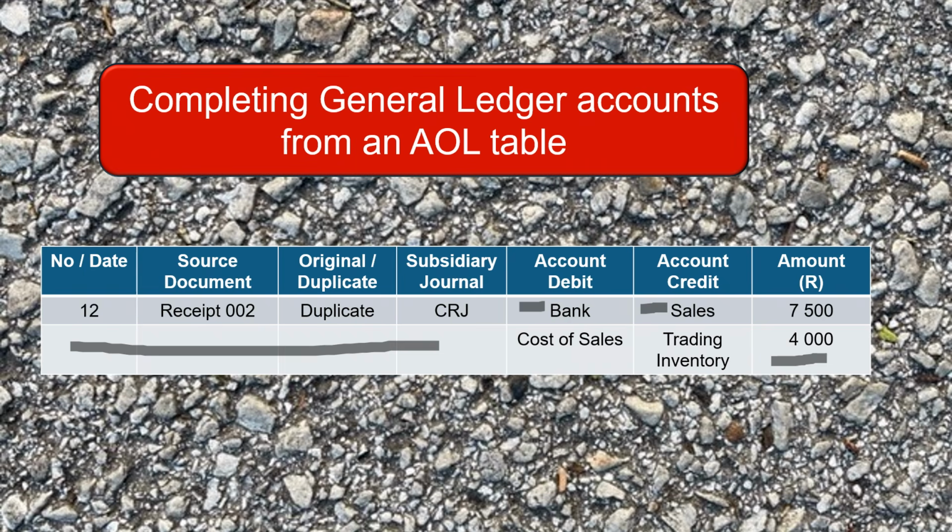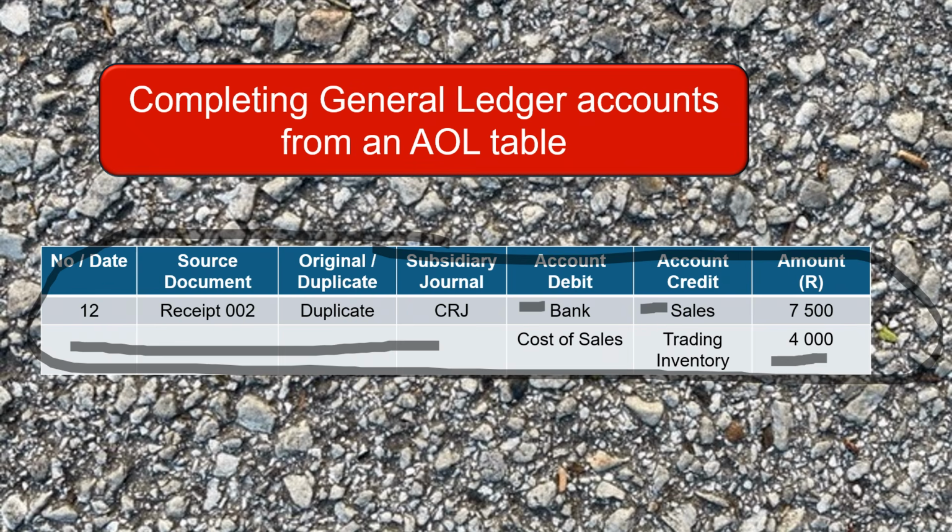We're going to complete a general ledger account using this information that you've just recorded. And in this example, the general ledger account is the bank account. So you're going to be required to complete the business bank account in the general ledger using the transactions that we recorded in this table.